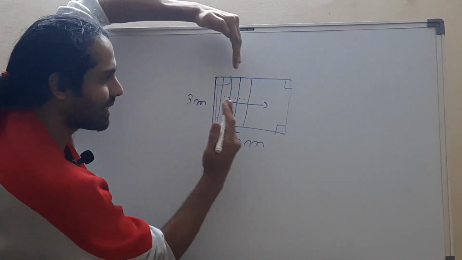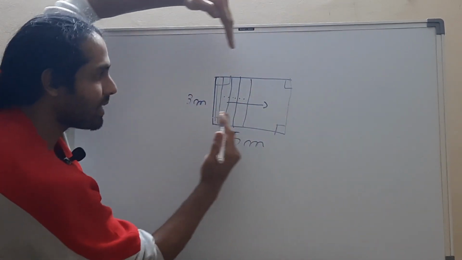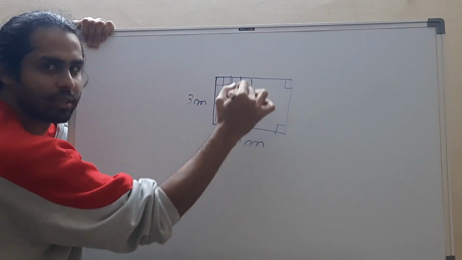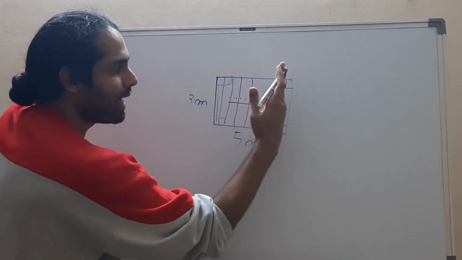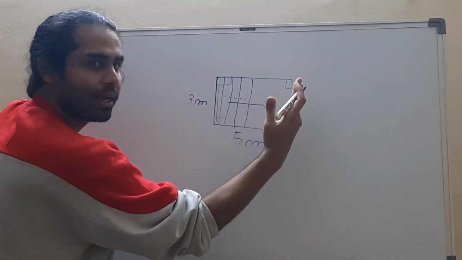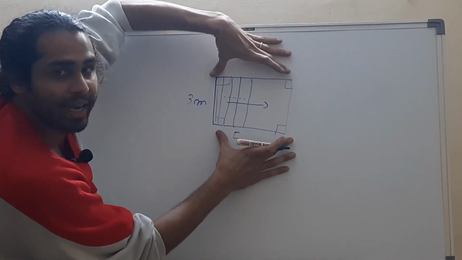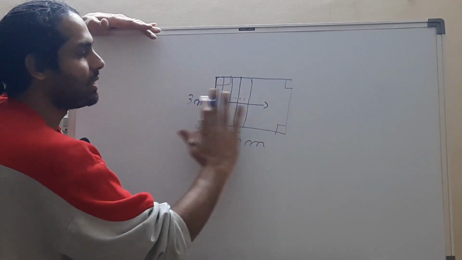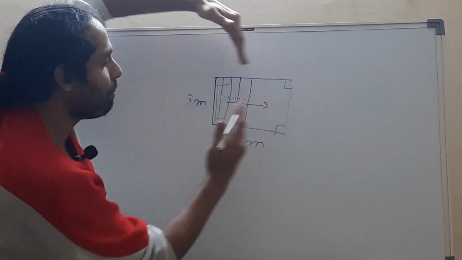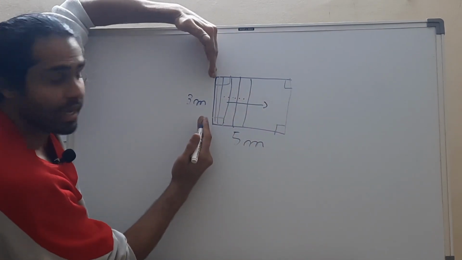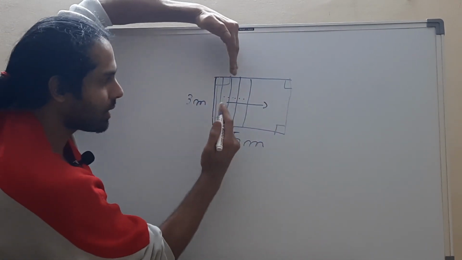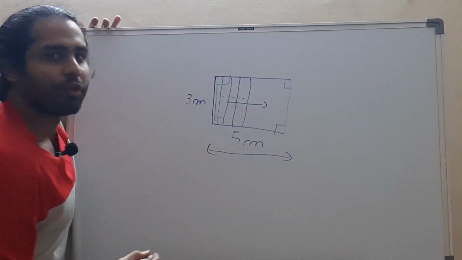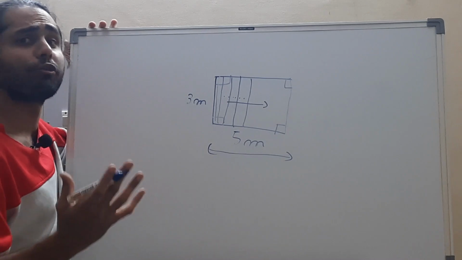So stack, stack, stack, and so on. Once I do that, if I can find out how many such 3 meter lines are required to fill up the entire space, if I can count that, that will give me a good idea of how much space there is. So I can think of the area as that much space that is filled up when I take this 3 meter line and stack it across the entire length of 5 meters. That's what we're going to try to find out now.